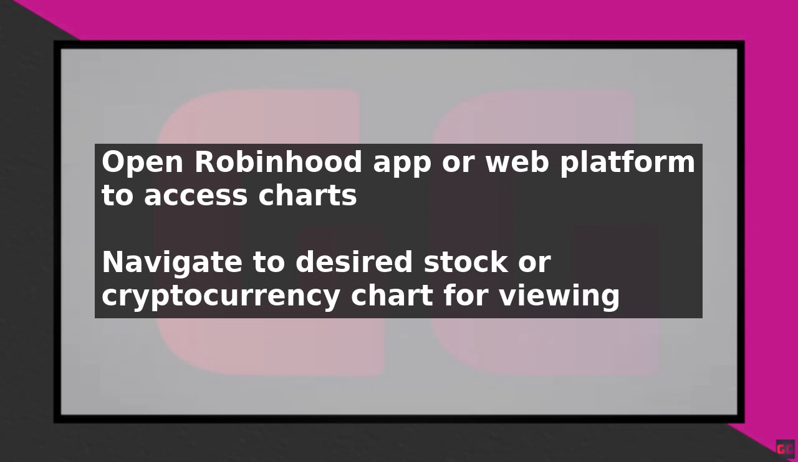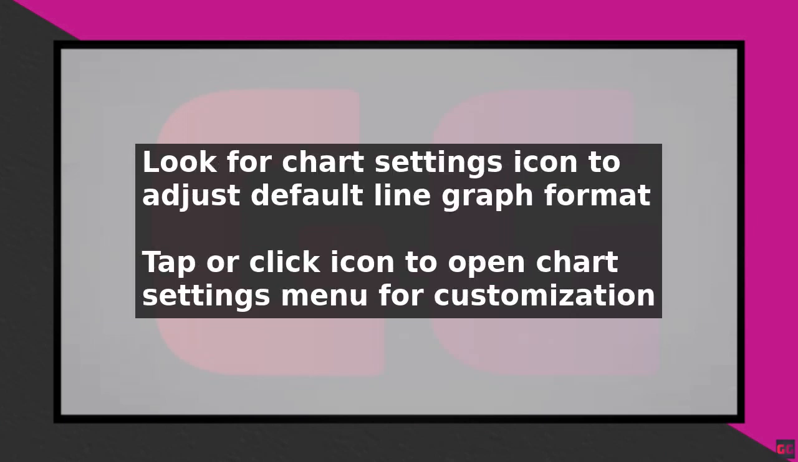to candlesticks. Look for the chart settings icon, which is usually represented by a small gear or a line graph symbol. Tap or click on the chart settings icon to open the chart settings menu. In this menu, you will see various options to customize your chart view, including the option to change the chart type. Select the candlestick option from the chart type menu.